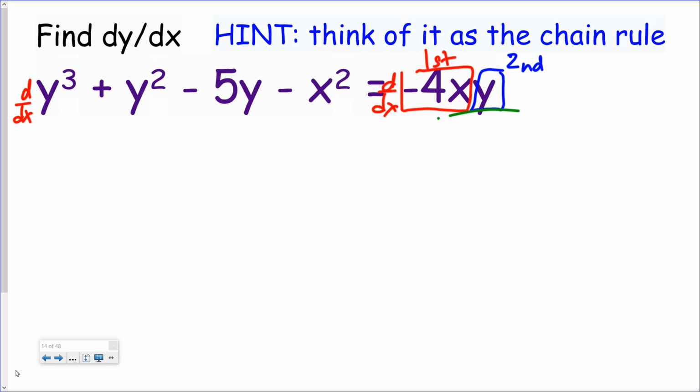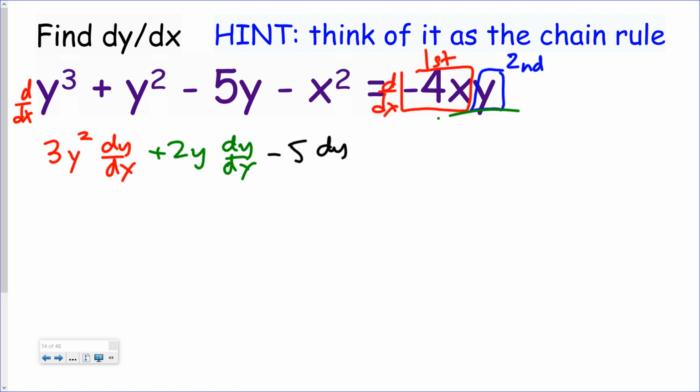The thing is, I'm trying to solve for y. I'm breaking out in hives, so I realize I need to do implicit differentiation. So I'm going to take the derivative of y cubed, which is 3y squared. dy/dx? Yes. Okay, so dy/dx. Next term, 2y. dy/dx? Yes. dy/dx. Next term, minus 5y. dy/dx? Yes, there was a y in there, so dy/dx.